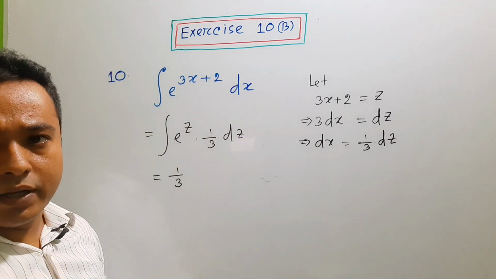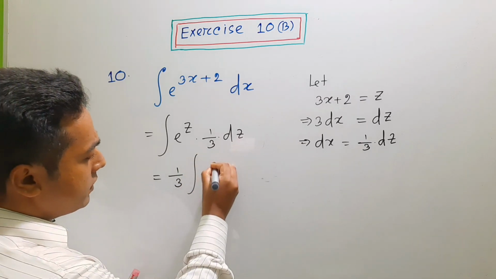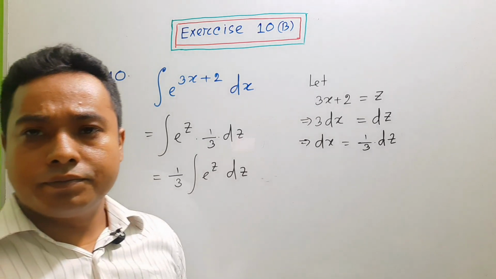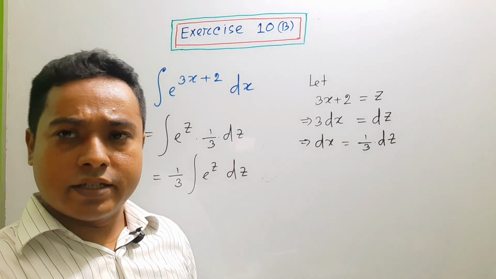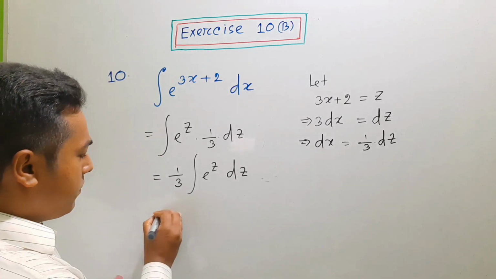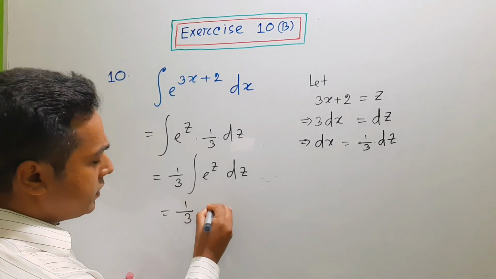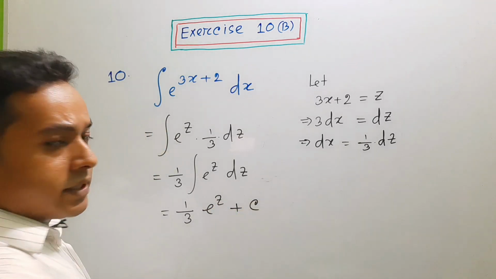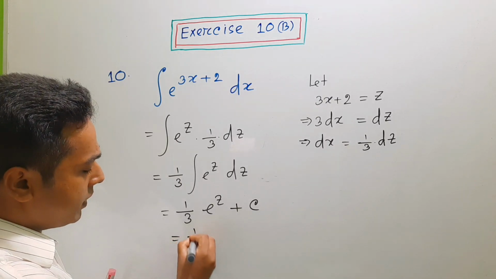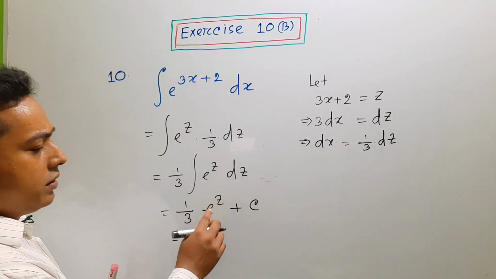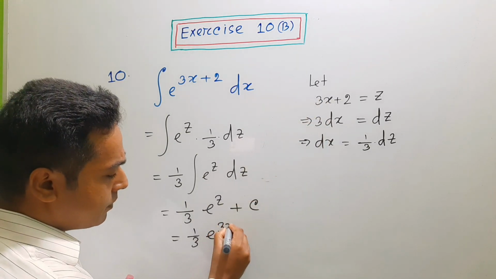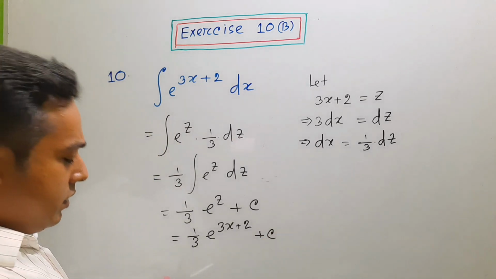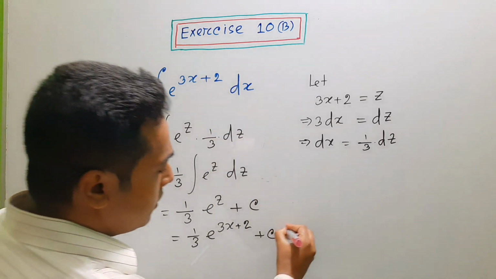1 by 3 is a constant number, so e to the power z dz. Now by the formula, integration of e to the power x is equal to e to the power x, so we can write 1 by 3 e to the power z plus c. C is an integral constant. So 1 by 3 e to the power z, where z is equal to 3x plus 2, plus c. Okay, this is the answer of this integration.